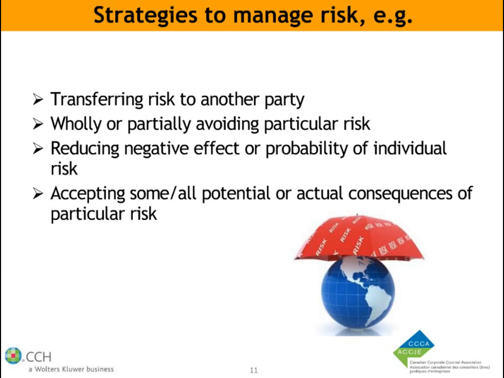And just as there are a number of risks from both a legal and business standpoint, there are, of course, a number of methods and strategies that can be used to help mitigate or manage risk depending on the situation. It includes such strategies as transferring the risk to another party, for example, through insurance, hedging or outsourcing; avoiding the risk by choosing not to undertake certain activities or only doing a modified version of the activity; reducing the negative effect or probability of individual risk, and trying to mitigate risk through preventative and proactive control measures. And there's also just accepting some or all potential or actual consequences of a particular risk, where the benefits of doing so may outweigh the costs of transfer or mitigation.